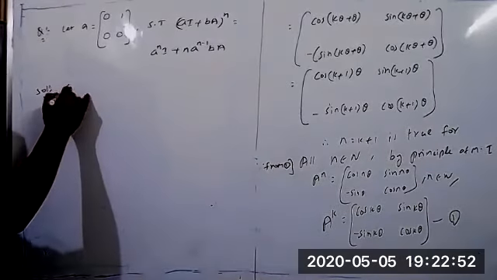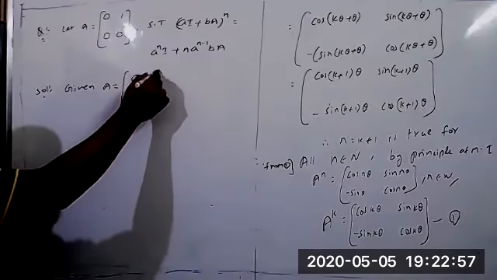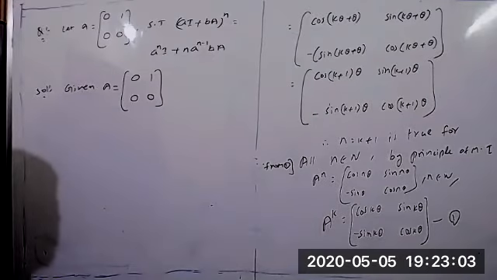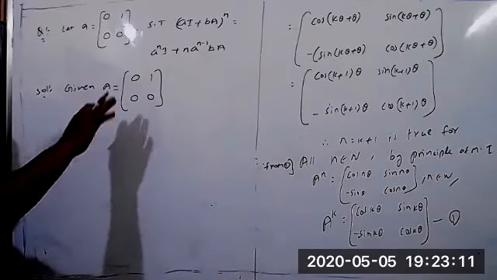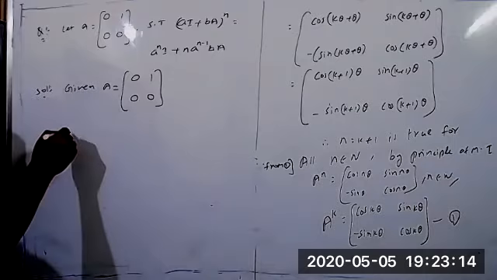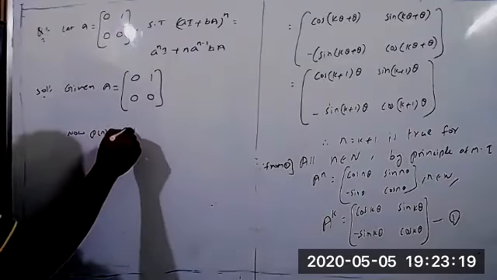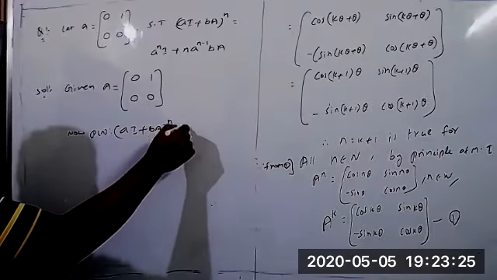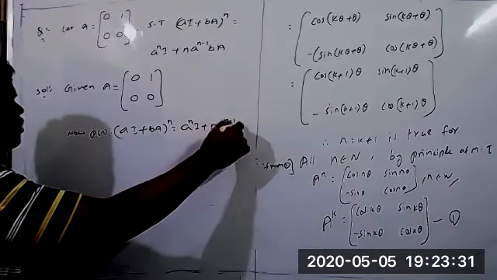So first you can write, given matrix A equal to [[0, 1], [0, 0]]. Now we have to prove this condition. So we can take P of n, your choice: (aI + bA) whole power n equal to a power n into I plus n into a power n minus 1 into bA.